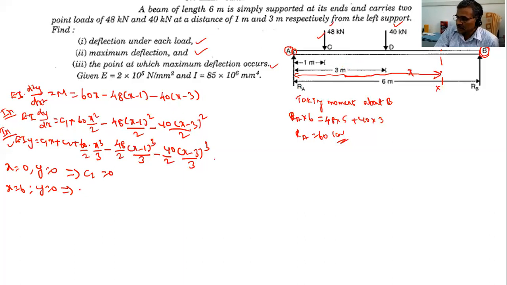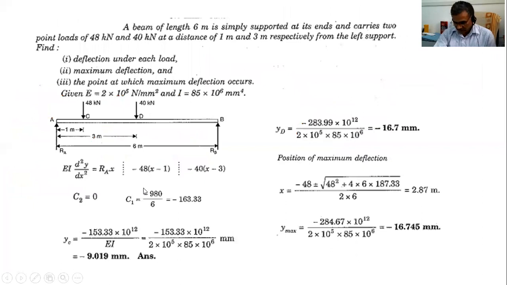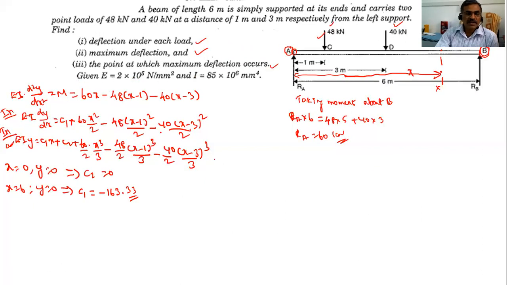If you apply this boundary condition and substitute in this equation, you will get C1 is equal to minus 163.33. So we got the value of C1 and C2. Right? Now you substitute in this equation. You will get a general form of the equation.